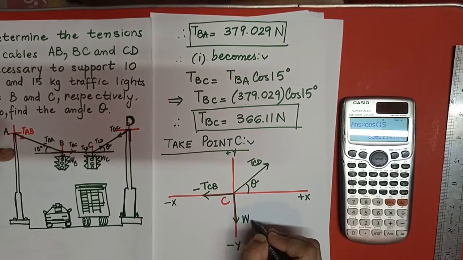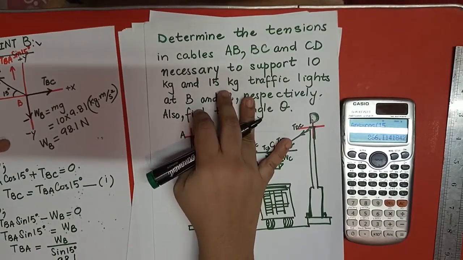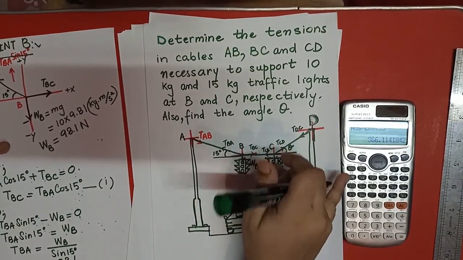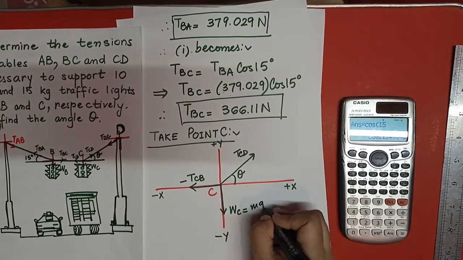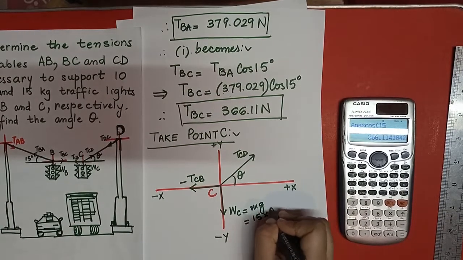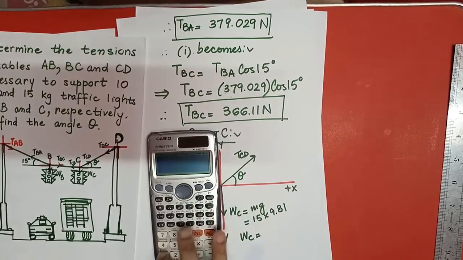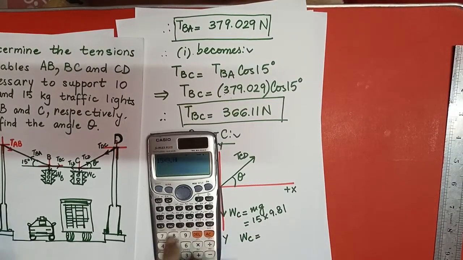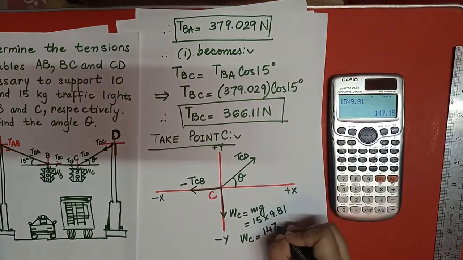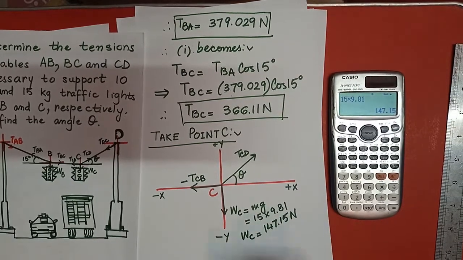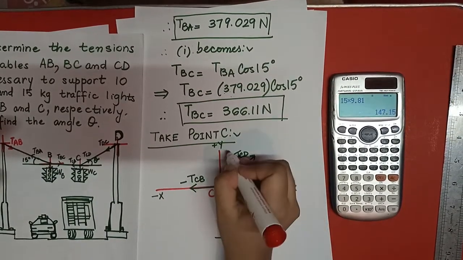And there is a WC which is acting downward again. The mass of the traffic light at point C is 15 kg. So I should write WC equals mg. 15 kg into 9.81 gives the value of WC, and the answer is coming out to be 147.15 Newton. Okay, done.